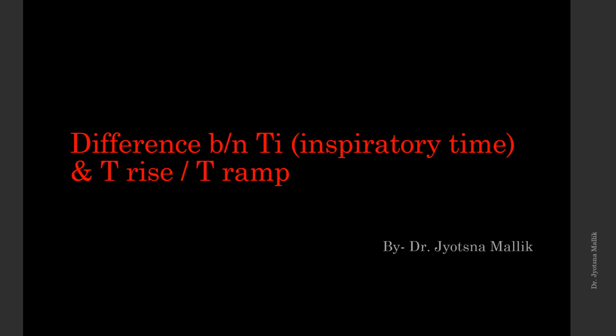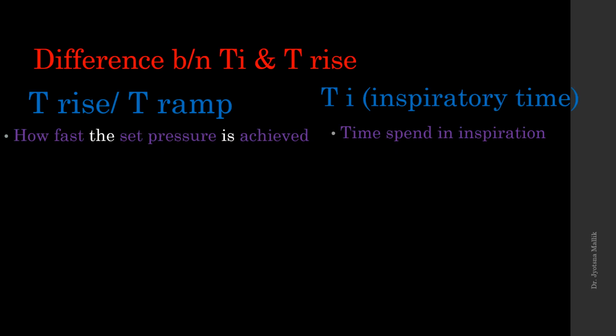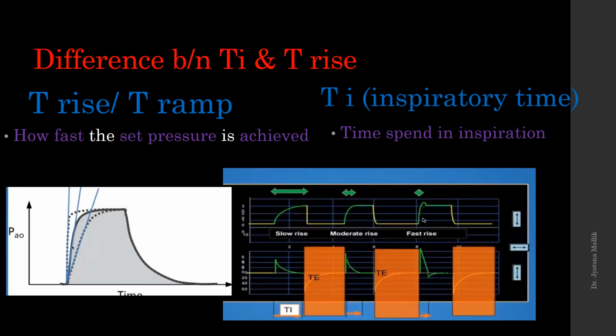I will be telling you about expiratory time and T rise difference. Difference between TI and T ramp. T ramp or T rise is how fast we give the set pressure which we have set on the ventilator, and TI is inspiratory time, the total time spent during inspiration.